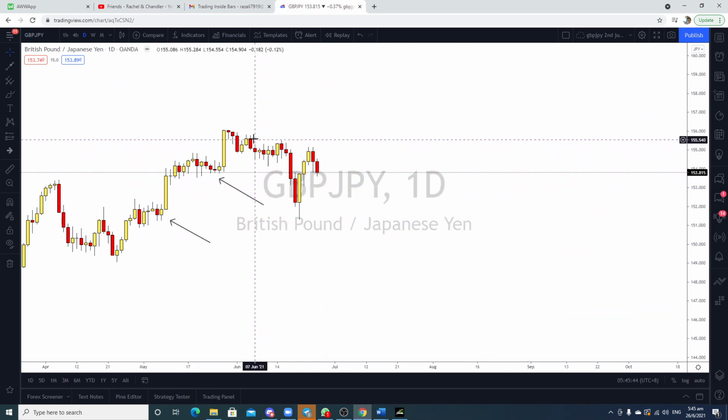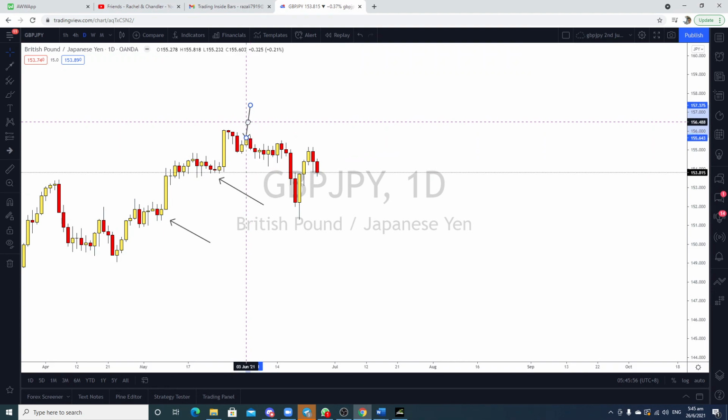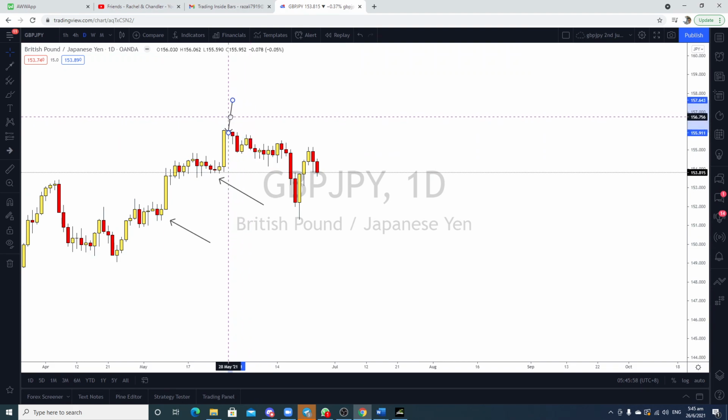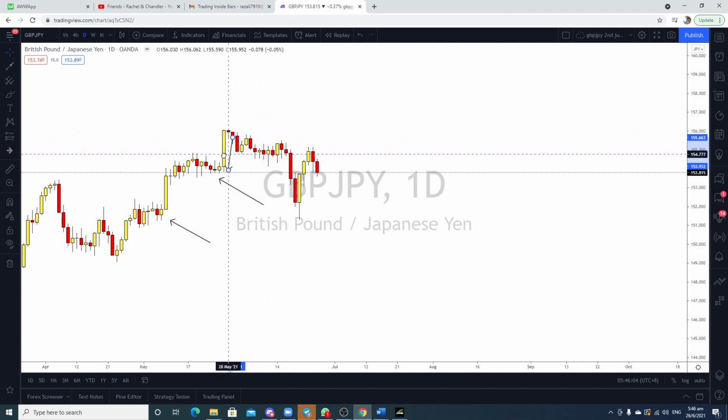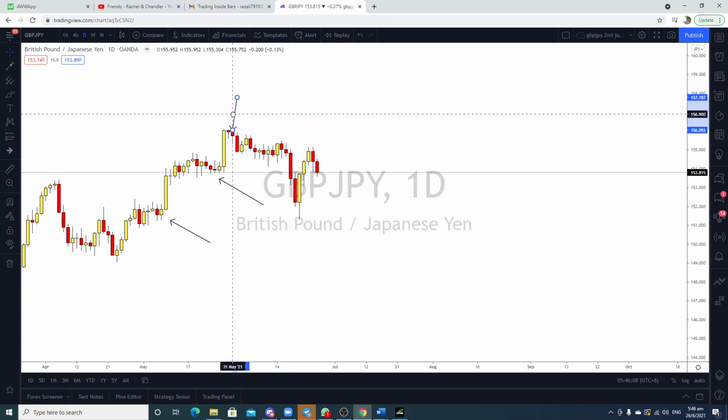Because if you look from this perspective, what are we looking at here? We are looking at lower highs. Why is this considered a lower high? Because this high is lower than this previous high. It's not necessarily a lower low in this case. It's a lower low from here, but it does not break this support, this demand here, drop base rally, right?